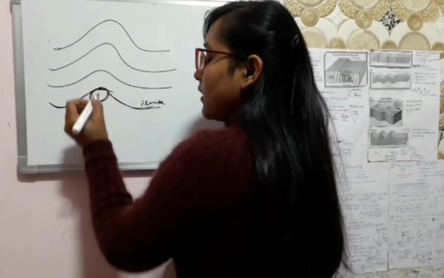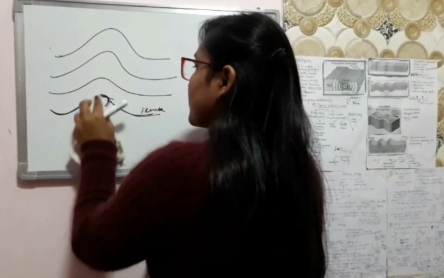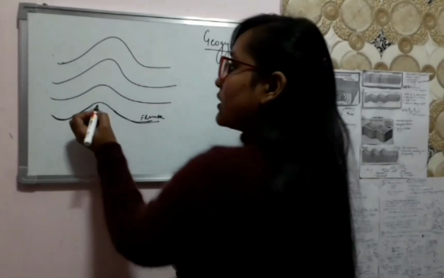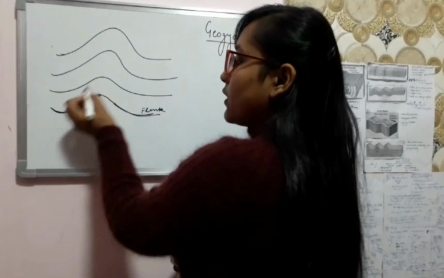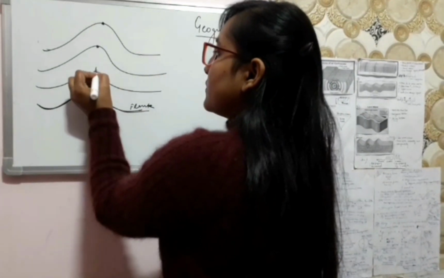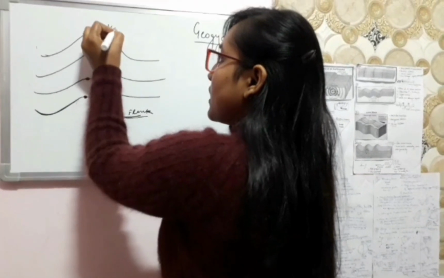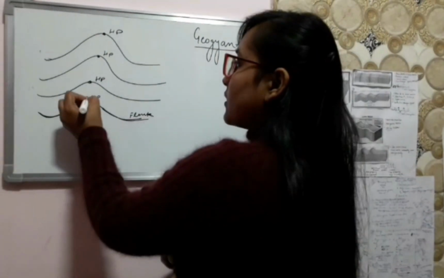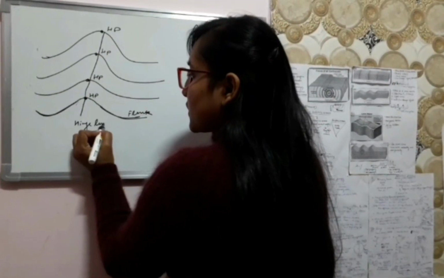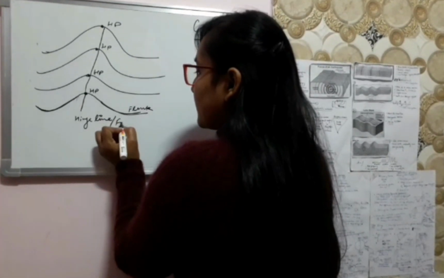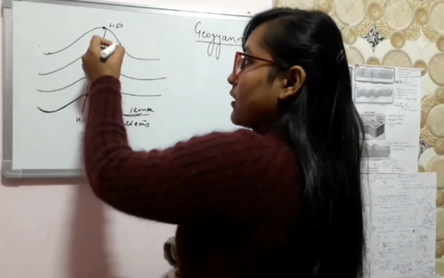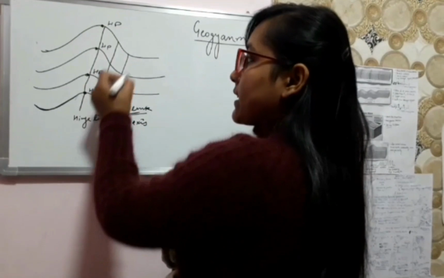So this point will be hinge point, the maximum curvature point. So this point will be hinge point, and for this fold, this will be hinge point. And by joining all the hinge points like this, we get a hinge line, or you can also say a fold axis. So any line which runs parallel to the fold surface will give the fold axis.